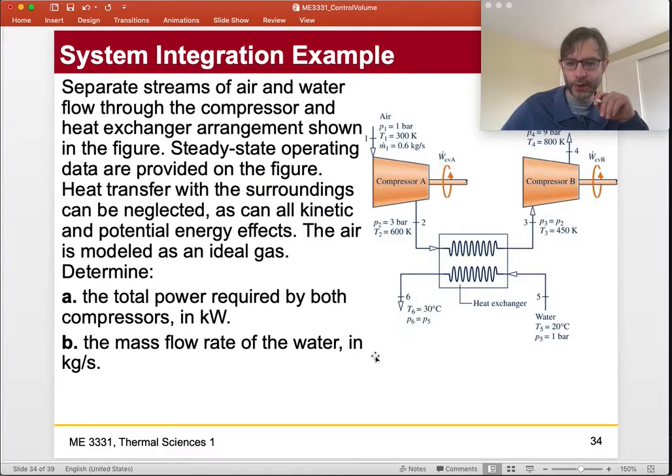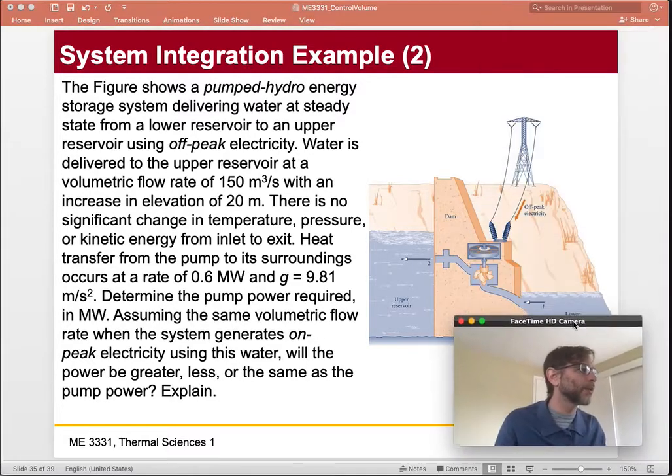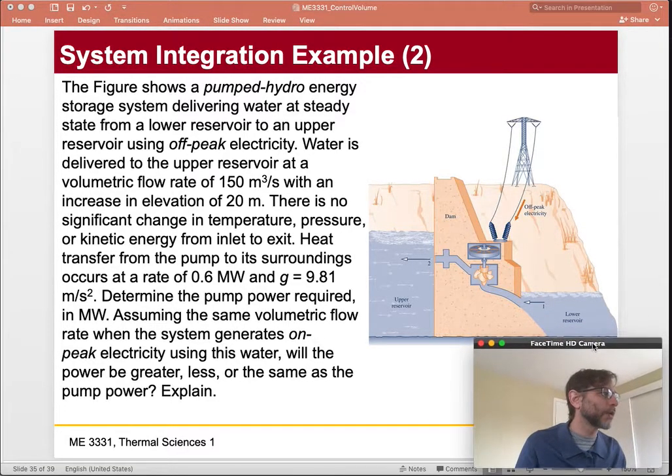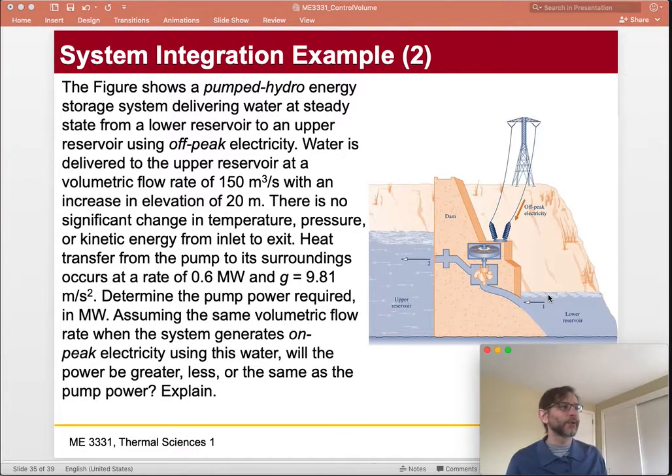Okay, so let's see, where am I at? Oh, 30 minutes. Okay, so now let's go to the next one. I thought I'd go to a maybe more relevant problem that we can talk about, and this one is about pumped hydro. So I'm going to talk a little bit about pumped hydro.